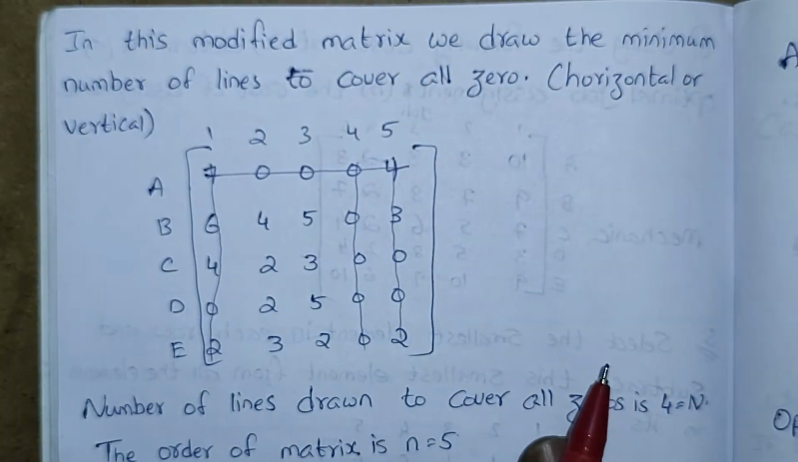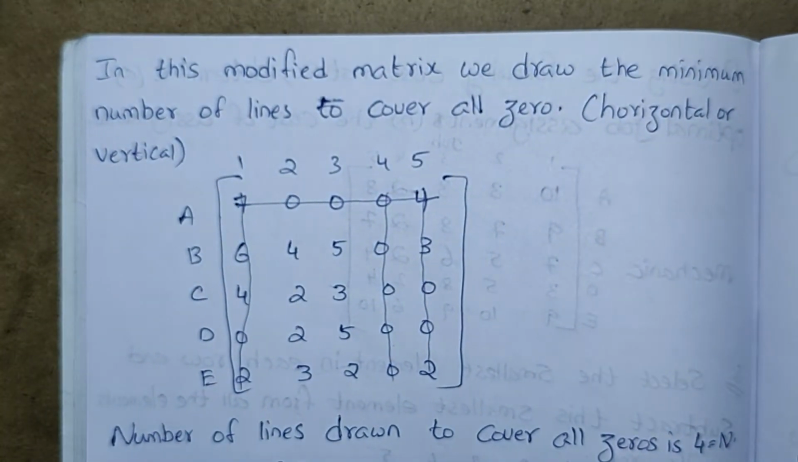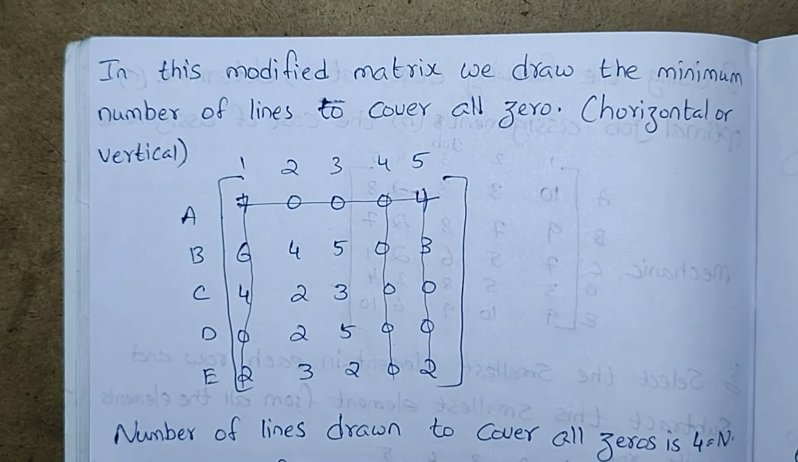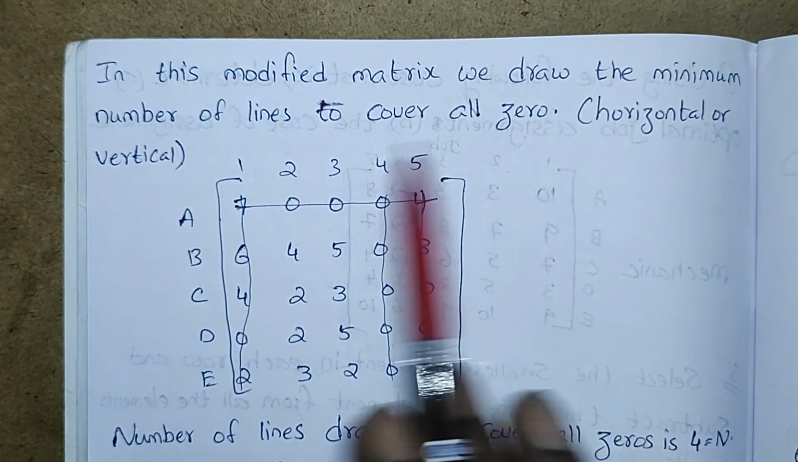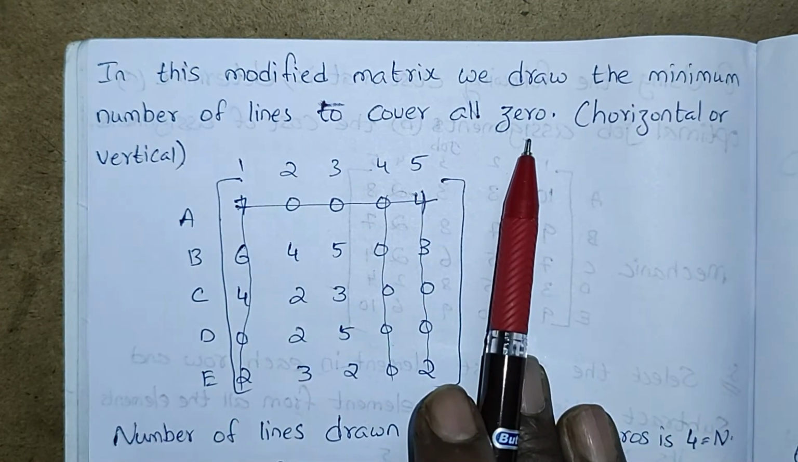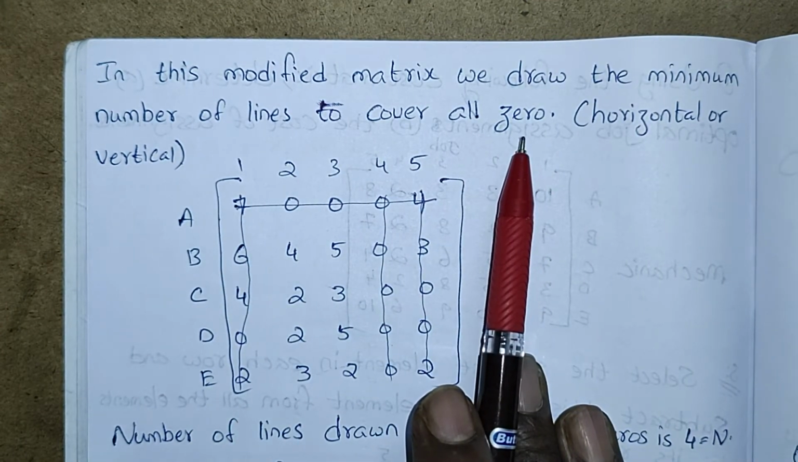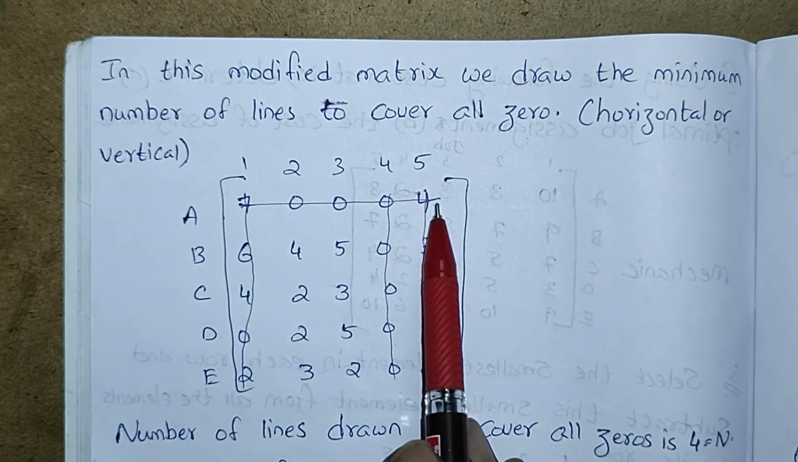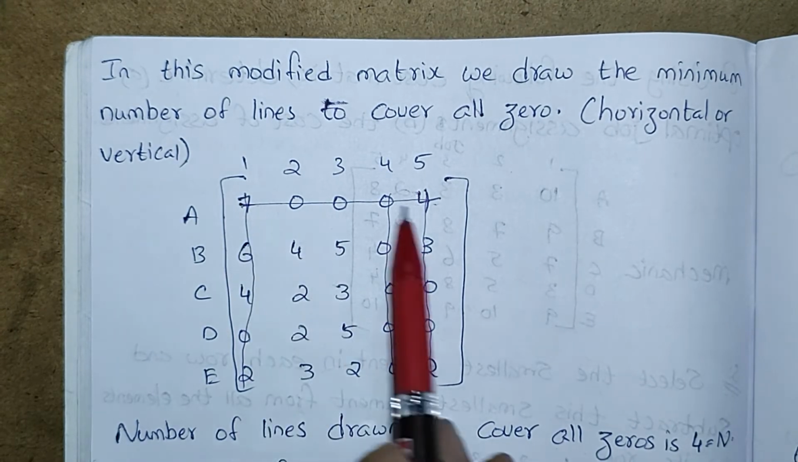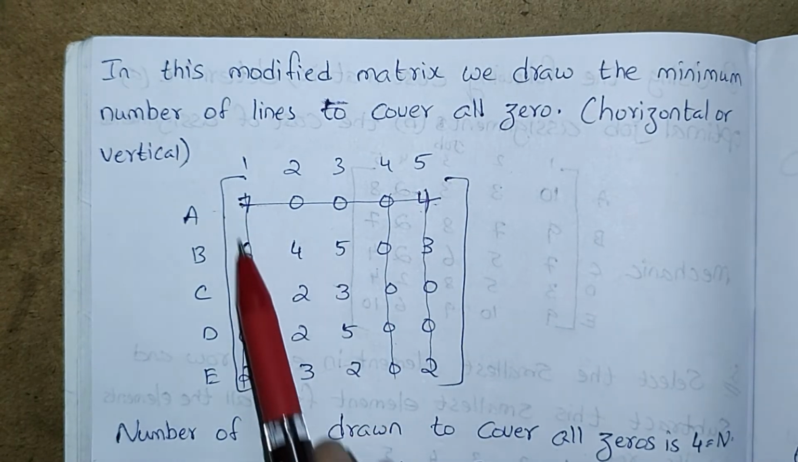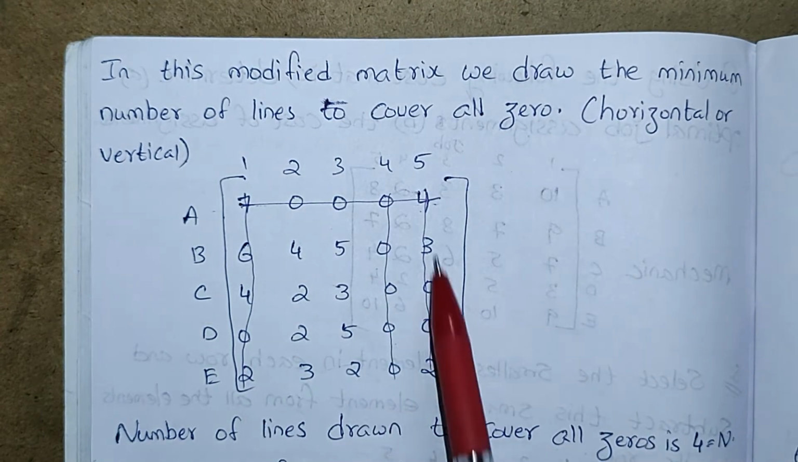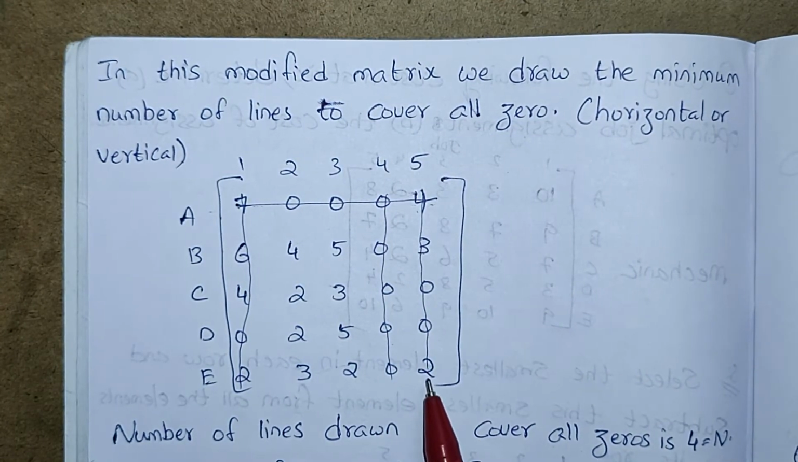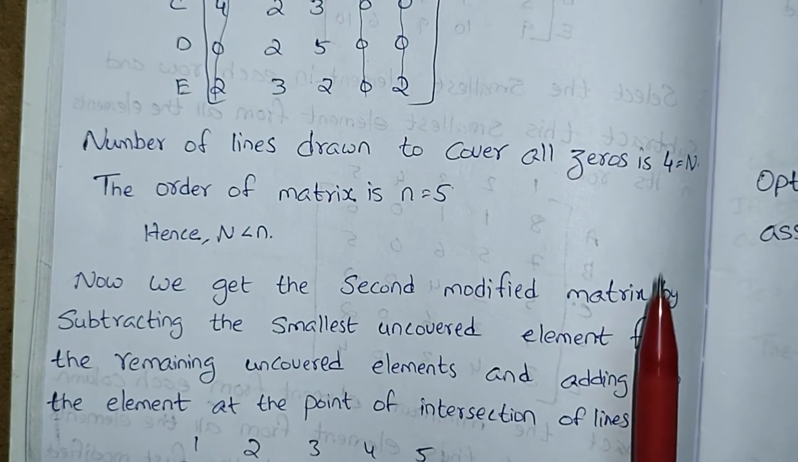Next, we are going to solve the assignment using the Hungarian principle. Our modified matrix is ready. In this modified matrix, we draw the minimum number of lines to cover all the zeros. Wherever the zeros are, draw lines horizontally or vertically. Here we have zeros, so draw a line. Here we have zeros, draw the line. After drawing the lines, what is the next step?